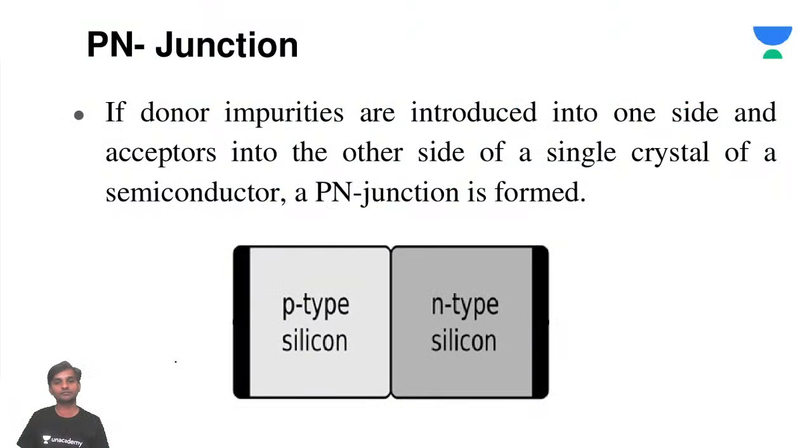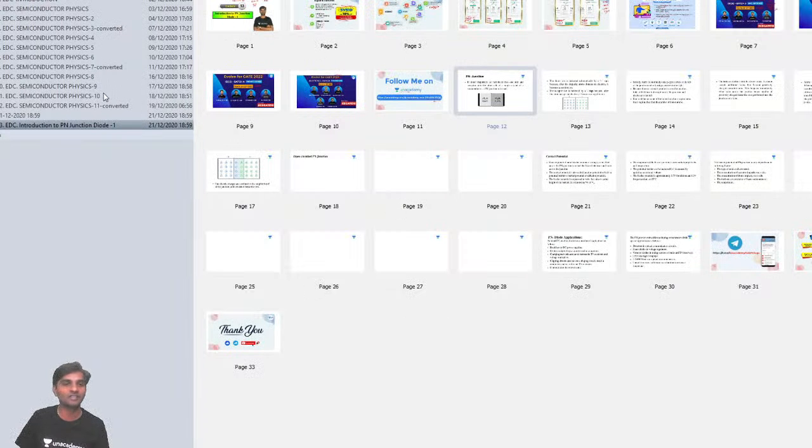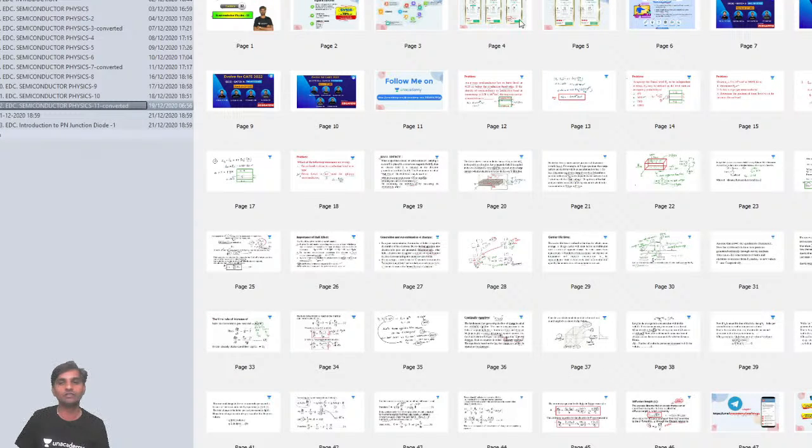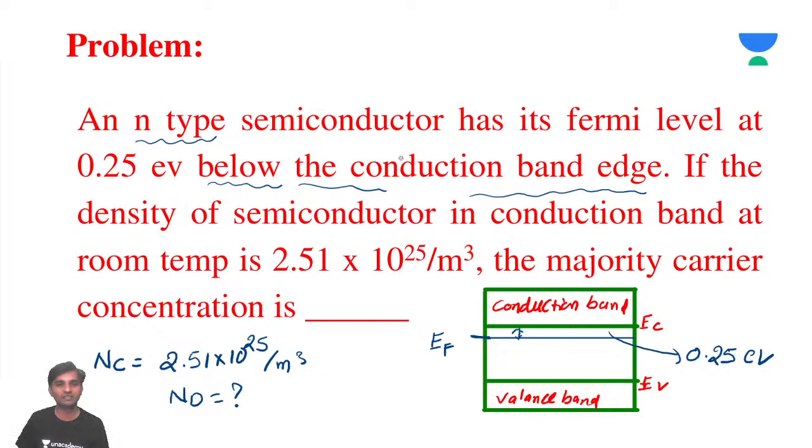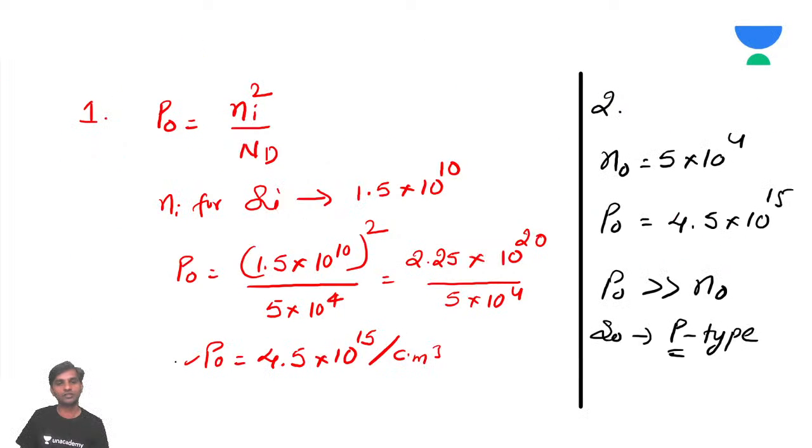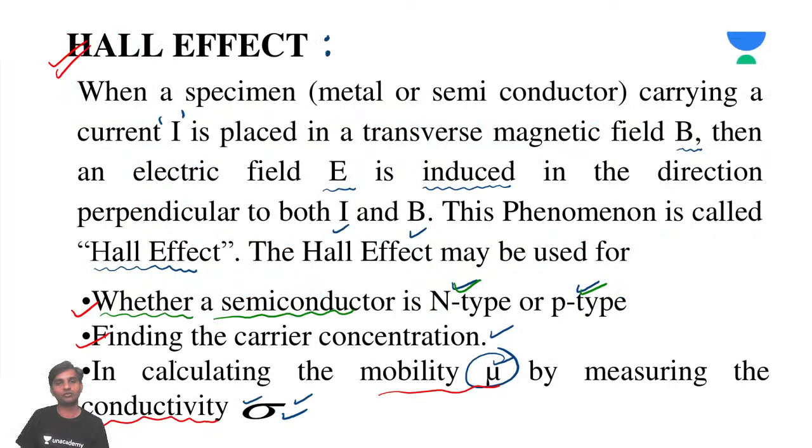So this is the PN Junction. Before going to PN Junction, let's recap what we discussed in the previous class, as we do every day. We discussed some problems, I think four problems, and we discussed something called the Hall effect, which is very important. These are the last topics of semiconductor physics which we have discussed.